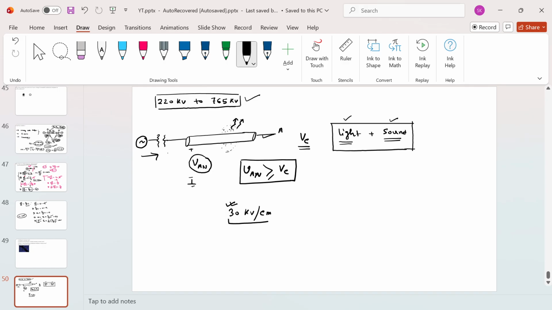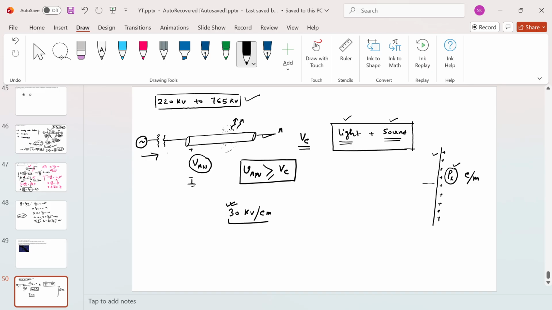Let's say you have a line charge, and the length of this conductor is, let's say, infinity, and the line charge density, let's say rho L, is measured in coulomb per meter. Okay. You have this conductor, and this is the line charge density.